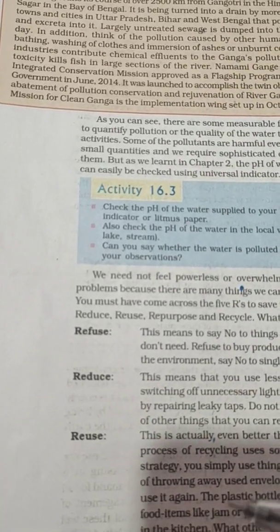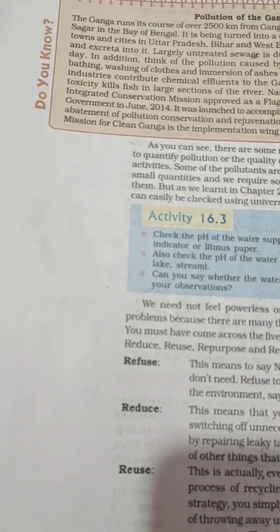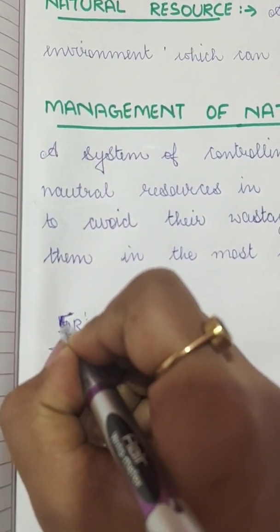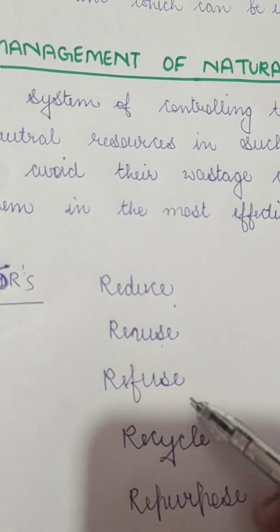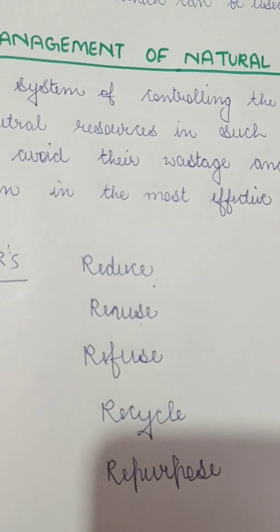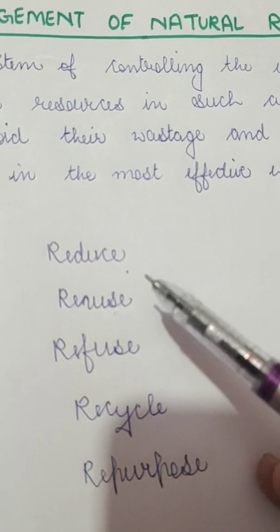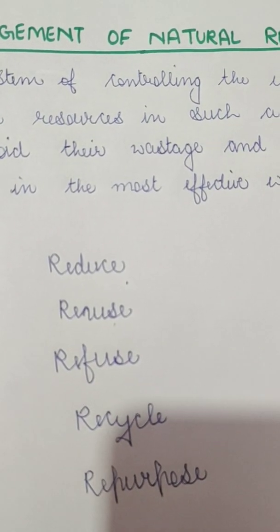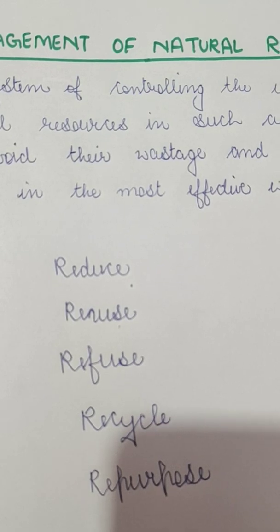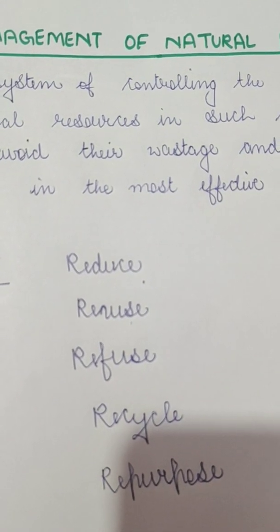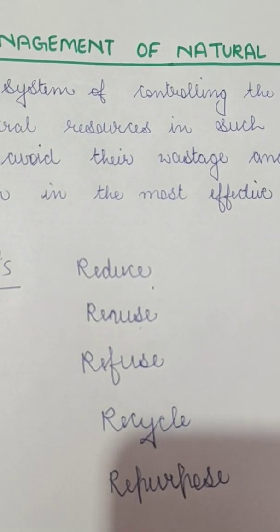So to manage our waste, we have to use the 5 Rs actually. You have been studying about 3 Rs, so now there are 5 Rs, which are reduce, reuse, refuse, recycle, and repurpose. Now reduce means that you have to reduce the use of the natural resources. Like we will not depend on these resources. Like we should not use electricity when we don't need it.